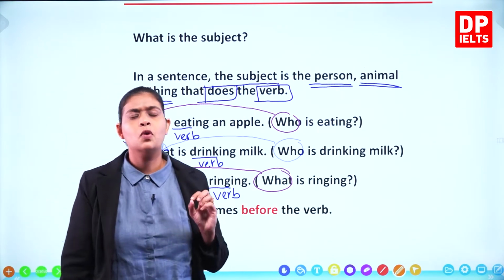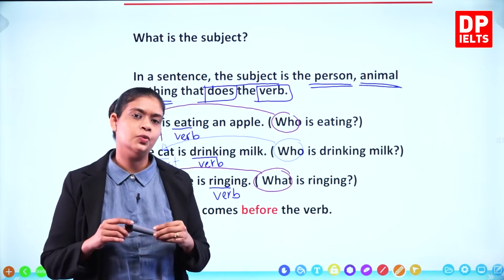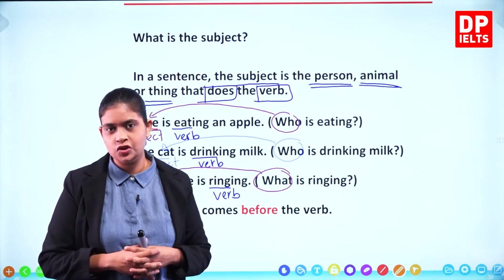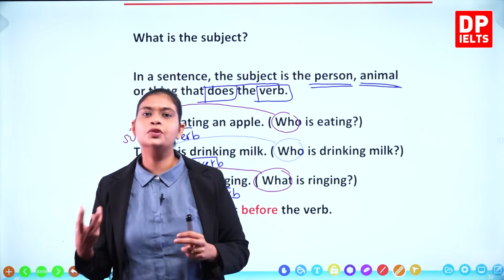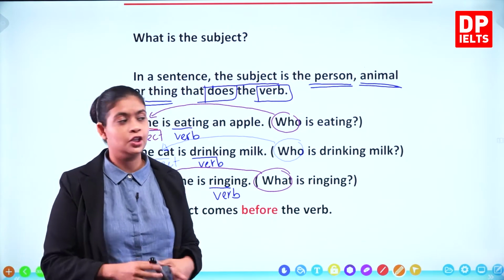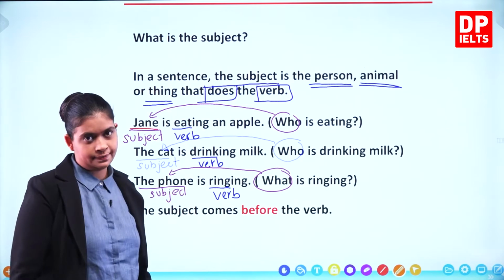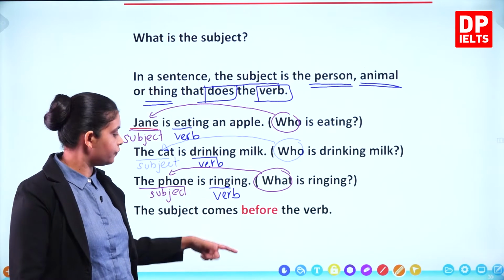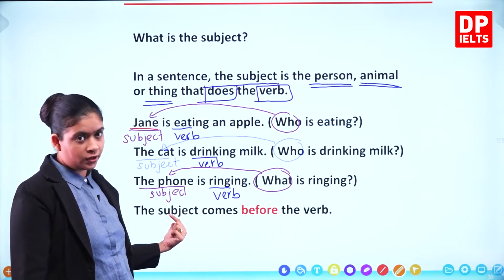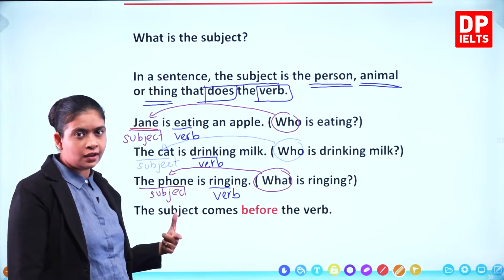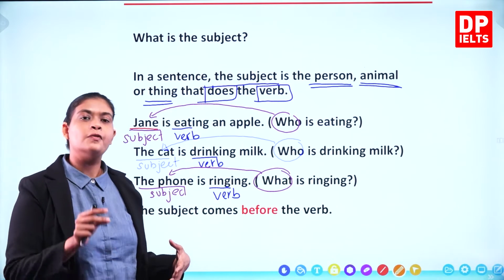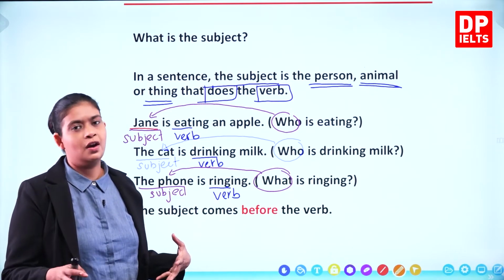Now, the most important thing here is that you have to remember that studying the language English is going to be difficult if you're going to always keep on translating things from Sinhalese to English because of this reason. Okay? So, if you take it here, the subject comes before the verb. So, it's going to be difficult for you if you translate all the sentences as it is from Sinhalese to English. You can't do that.